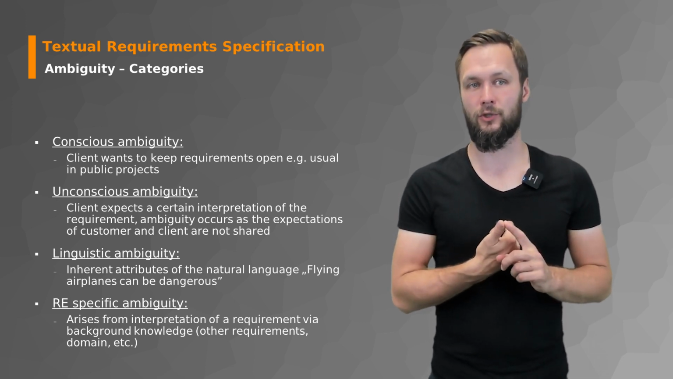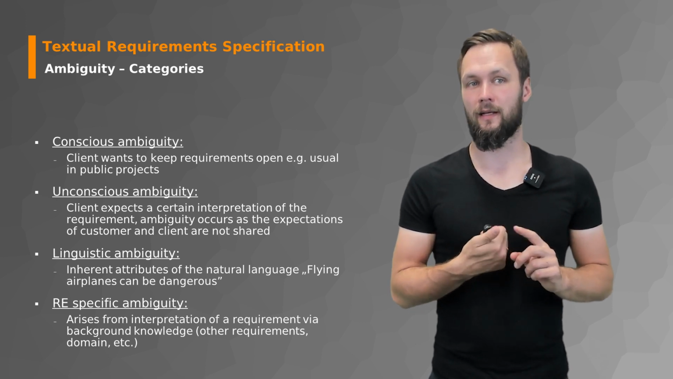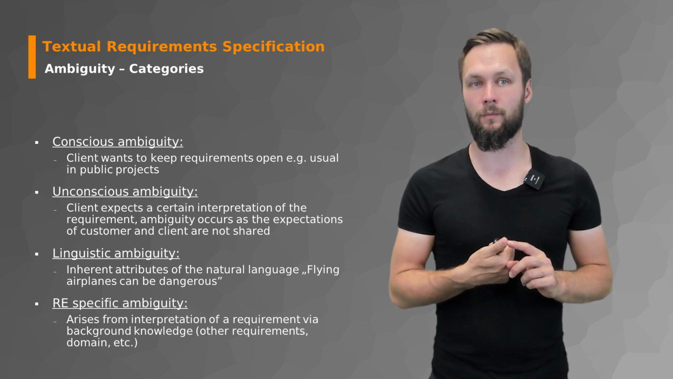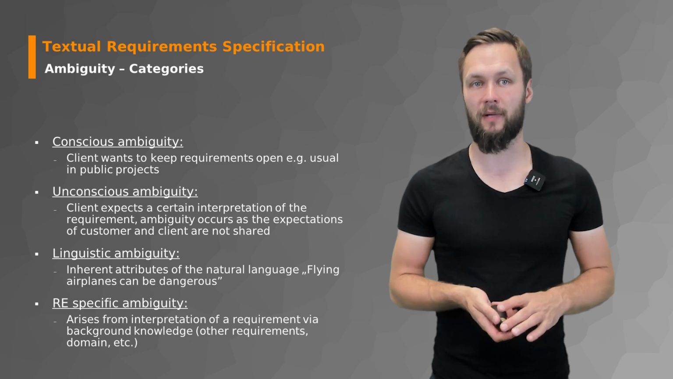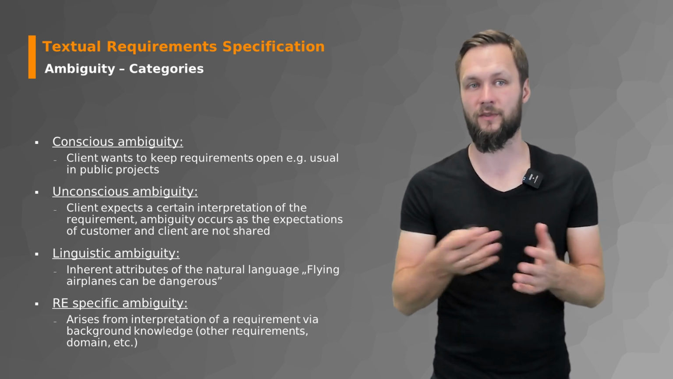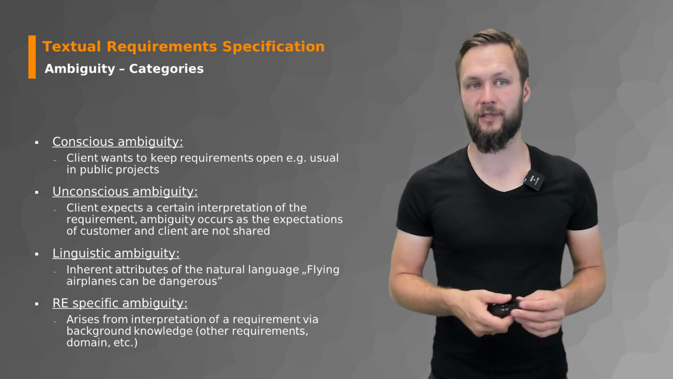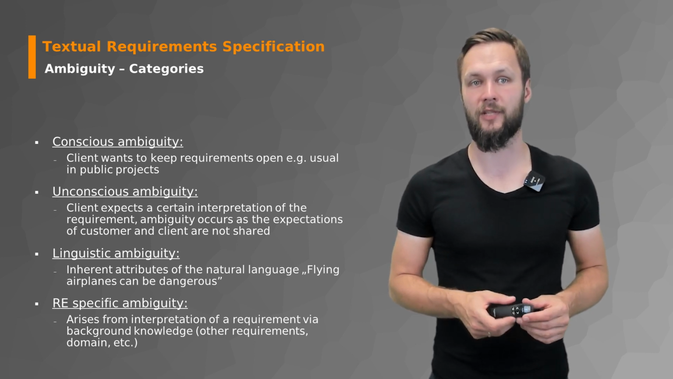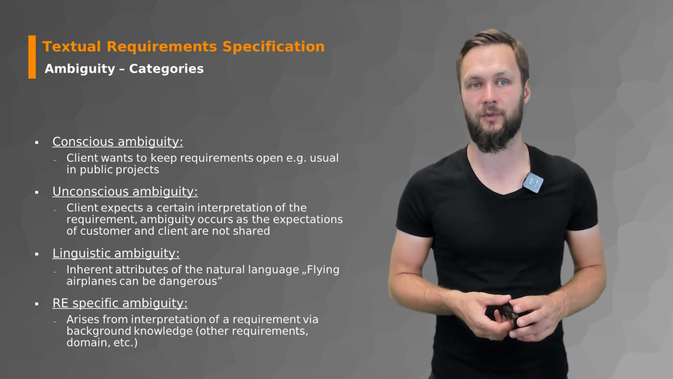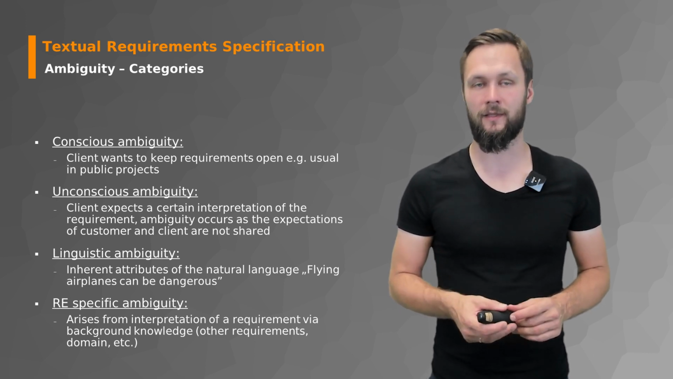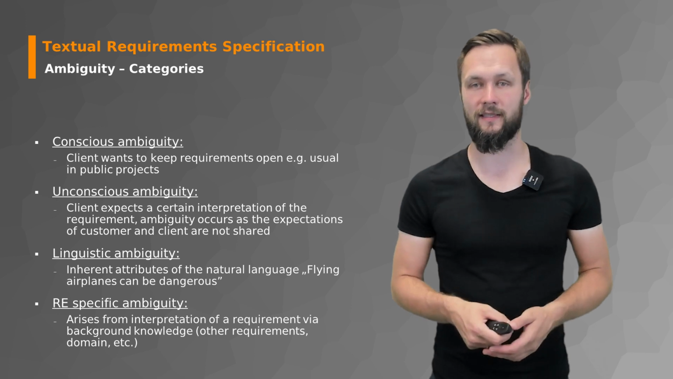First, conscious ambiguity. A client wants to keep requirements open, e.g. usual in public projects. So if it's too vague. Unconscious ambiguity: the client expects a certain interpretation of the requirement. Ambiguity occurs as expectations of the customers and clients are not shared. So what we just discussed on the previous slides.